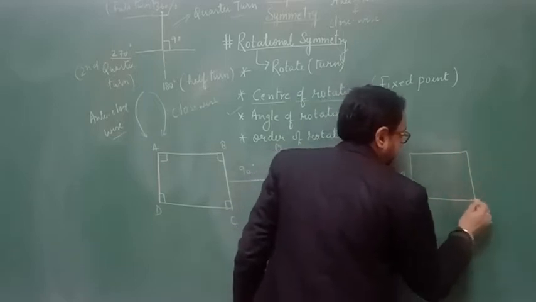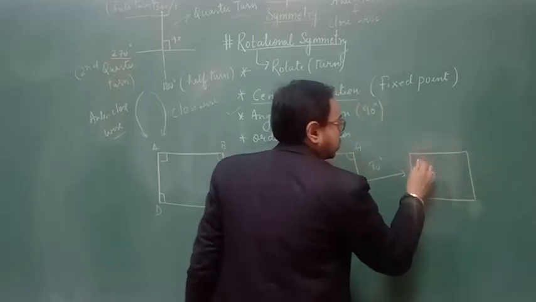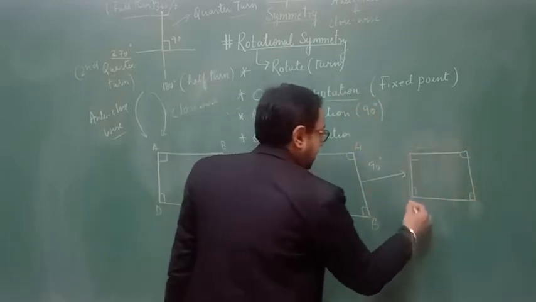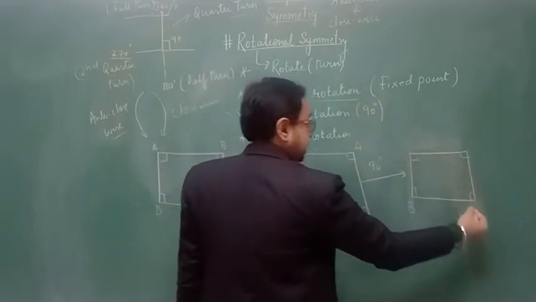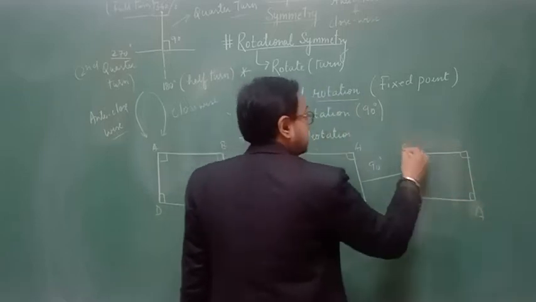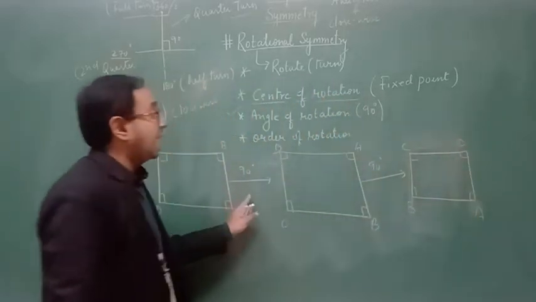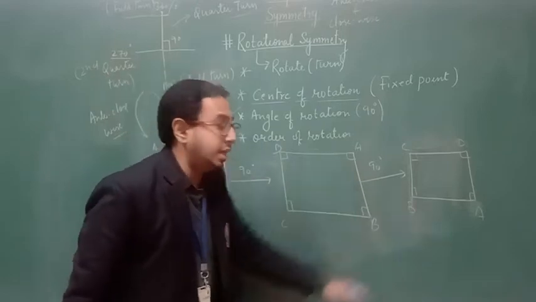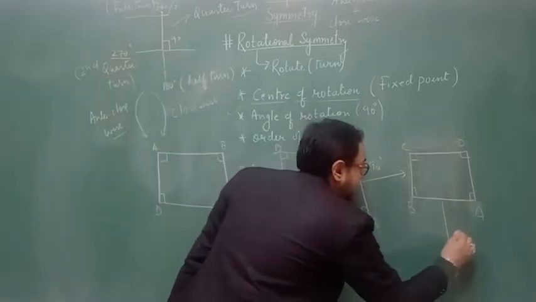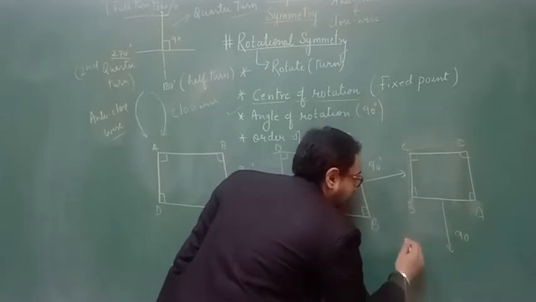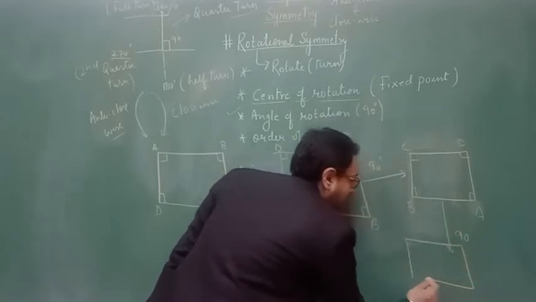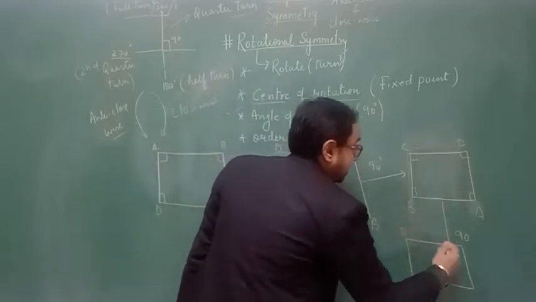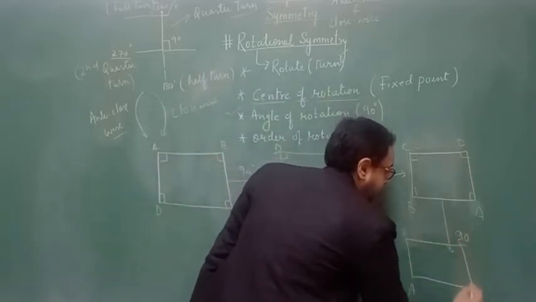Again, what will happen? It is again a square only. What will happen now? B, A, C, D. It's 90. 90 plus 90 means 180. Now again if I turn 90 degrees, again I will be getting the square back. It's B, A, C, D.